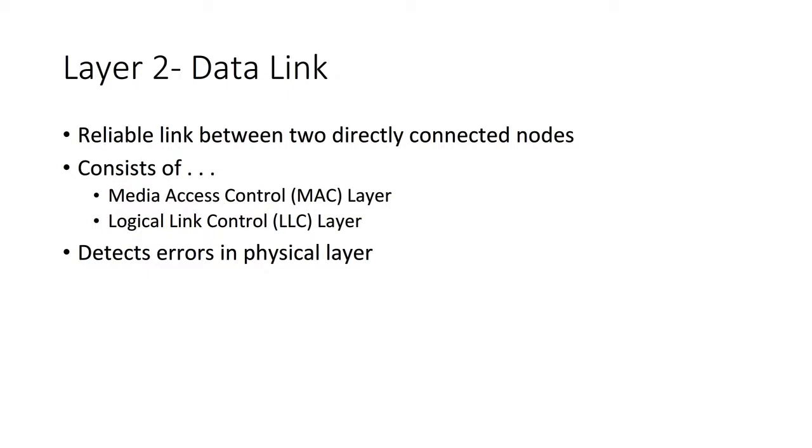Also, this layer detects when there are errors in the physical layer. It also attempts to correct any errors that may be occurring in that layer. When you want to think of a device that may fall into the category of a layer 2 device, switches are often considered to be layer 2 devices.